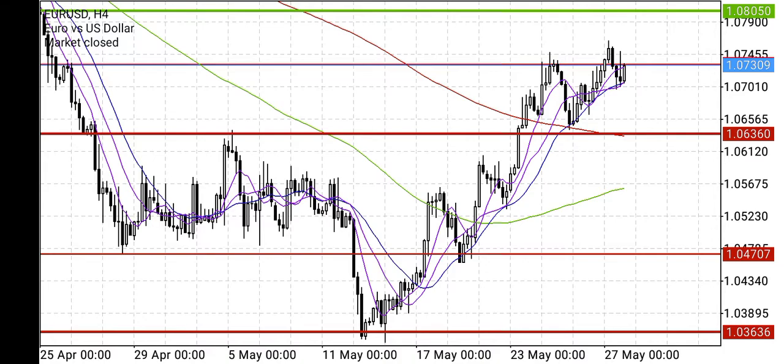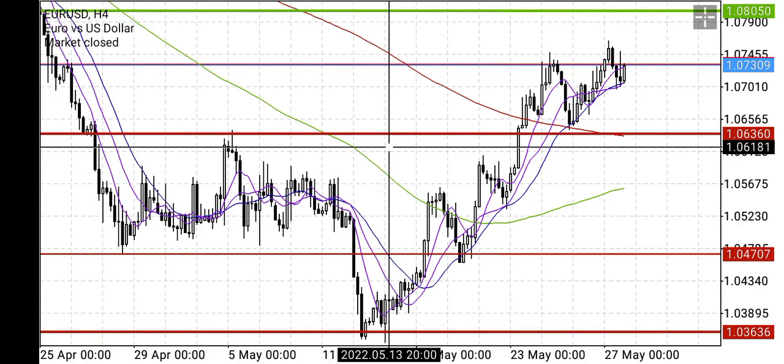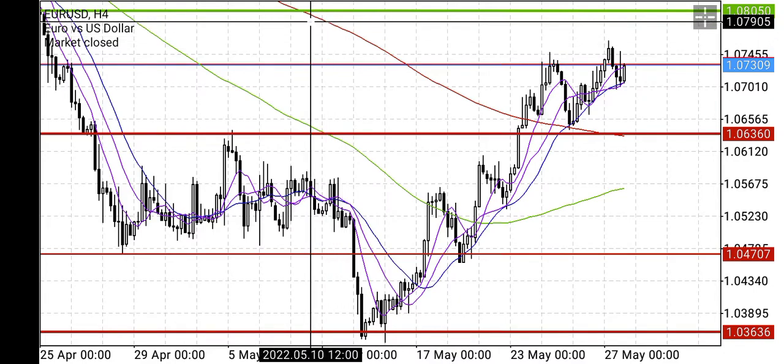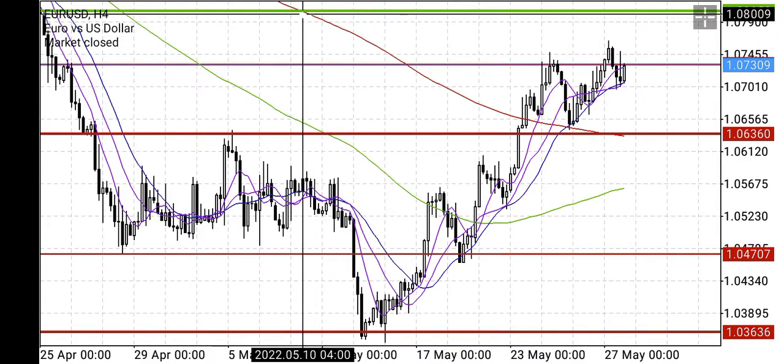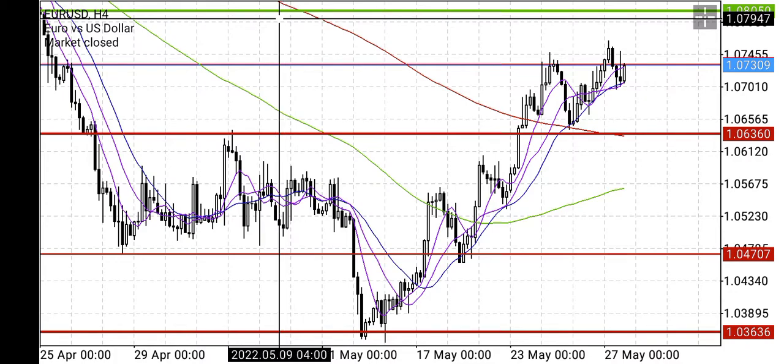So traders are going to be monitoring this line and looking for maybe a sell setup. If your bias is on sell, then I suggest you wait for price to get to that level, and when price gets to that level, you should see a bearish reversal candle signal before you can enter your sell position.